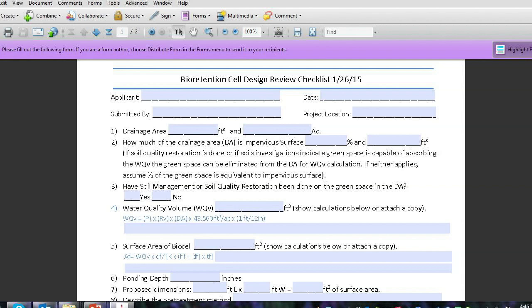From this, you would calculate your water quality volume, and they've been nice enough to include the equation right there for you. In this case, for the bioretention cell, they're asking you to list the surface area of the bioretention cell, and they have the equation for that there too.